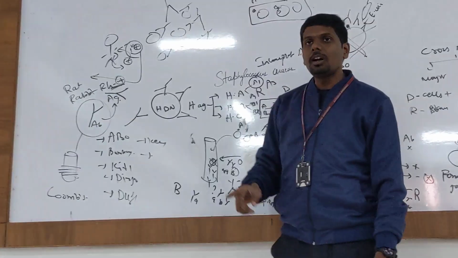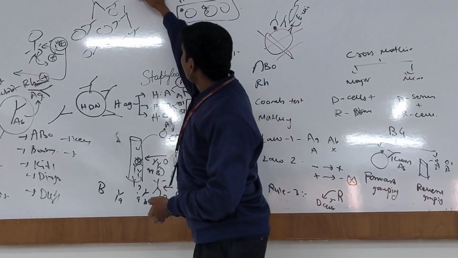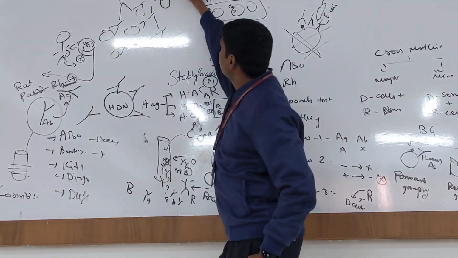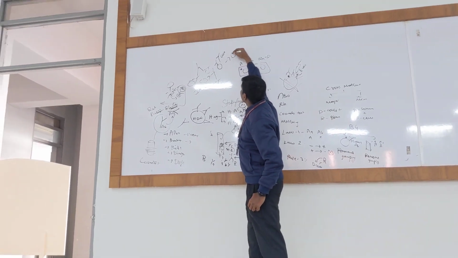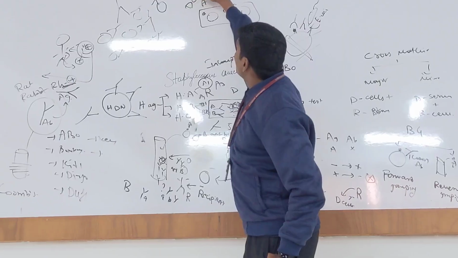Now there are two types of Coombs test. If the cells are already sensitized, we add a drop of Coombs reagent and we get a reaction. Such a Coombs test is called the direct Coombs test.